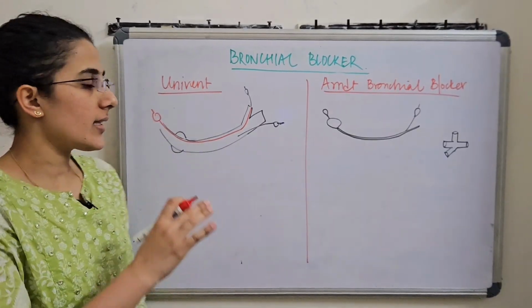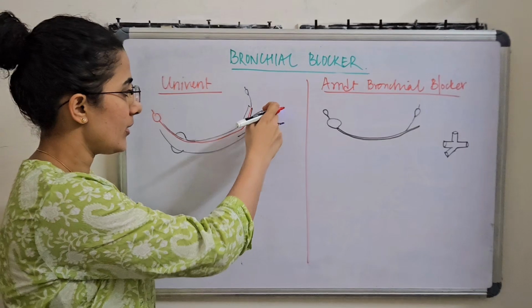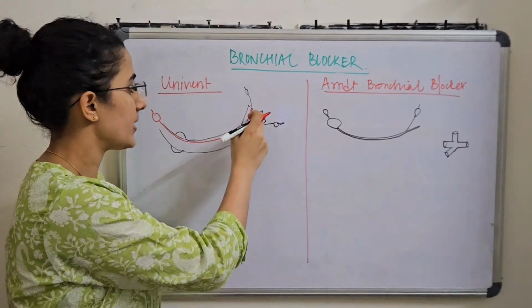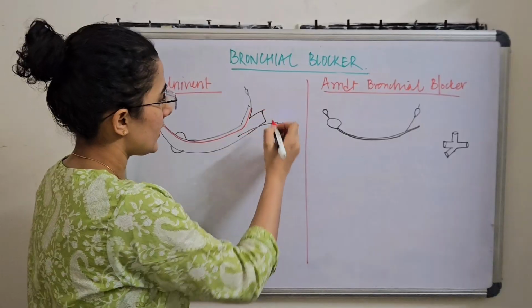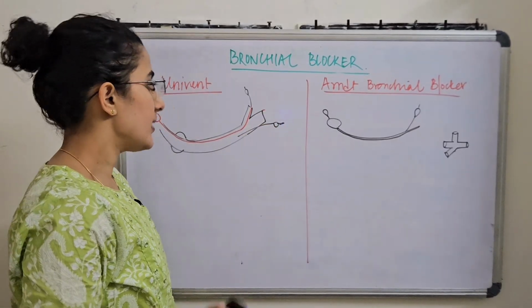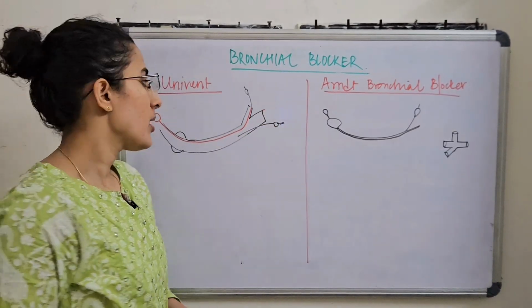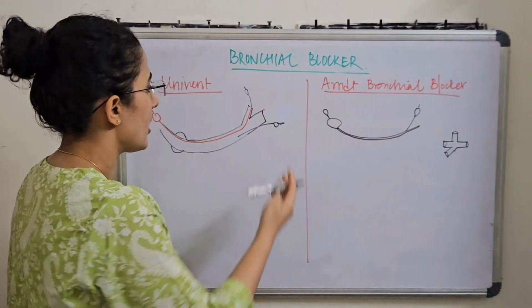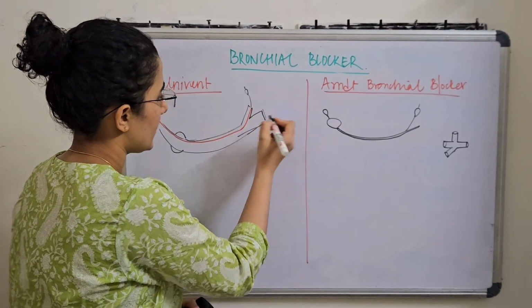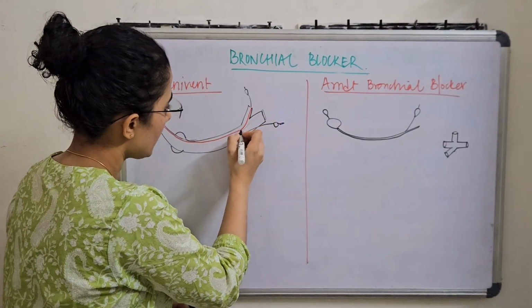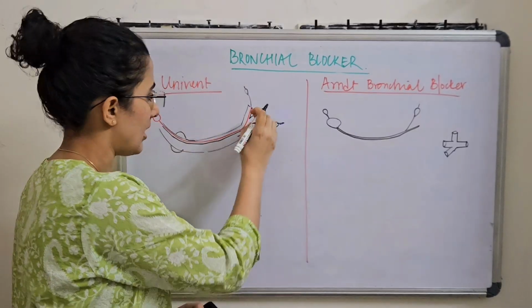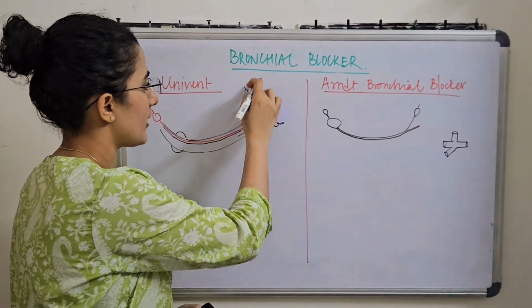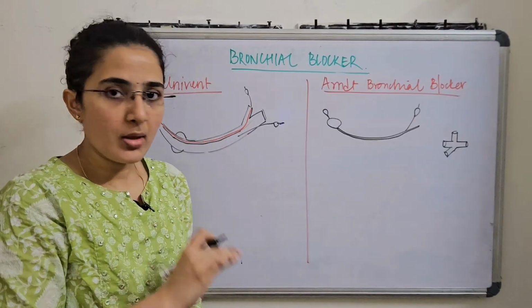It comes with a single lumen endotracheal tube which is made of silicone. The ET tube comes along with this bronchial blocker as a set in a Univent bronchial blocker. This silicone tube contains an inbuilt channel on the concave side of the tube itself. There is a small channel for the passage of the bronchial blocker.